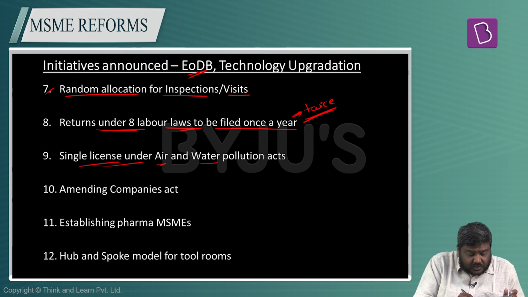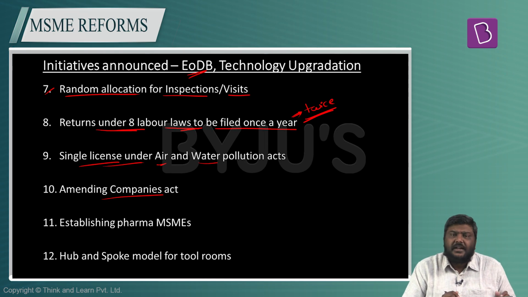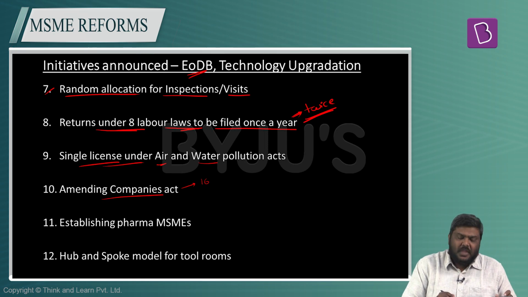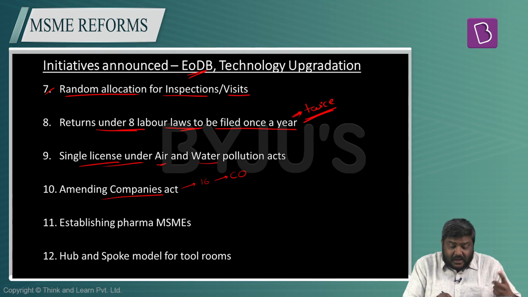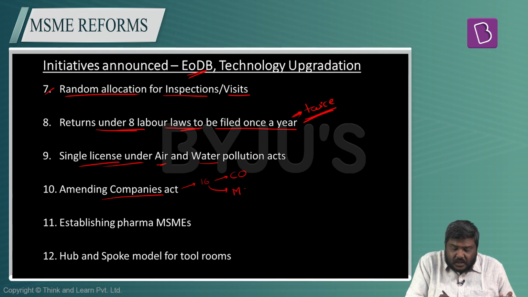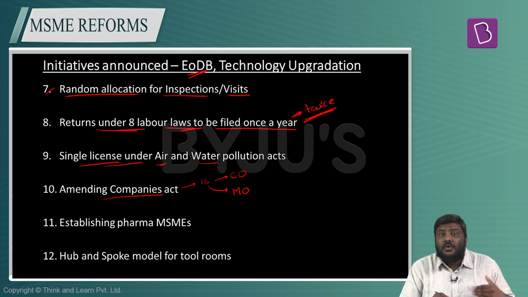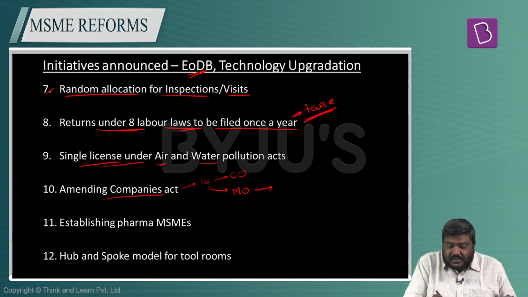The Government of India has also announced that they will be amending the Companies Act, under which around 16 offences out of 81, which were earlier referred to as compoundable offences, will be reclassified as minor offences. And now, rather than the owner of the MSME unit going to court and facing that situation, he has to simply rectify these minor offences through self-certification. This will again promote ease of doing business.